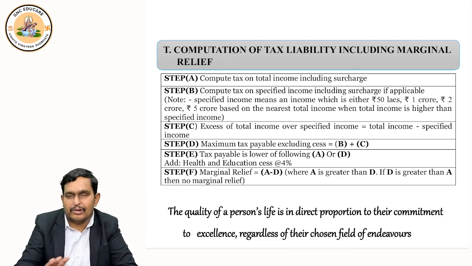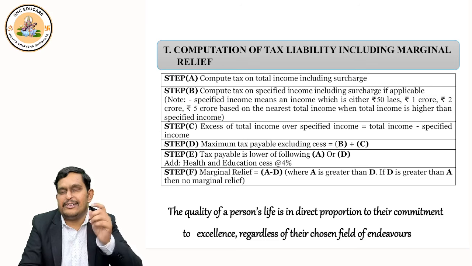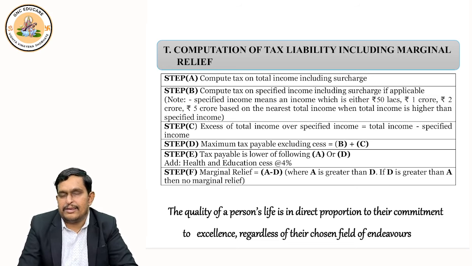Final tax computation closed. Step F, your marginal relief. If A is more than D, then A minus D is your marginal relief. Okay. Suppose for example, if D is more than A, then there is no marginal relief. There is no step F. If D is greater than A, no marginal relief. That you should remember. So this way I try to explain to you practically all the tax rates.